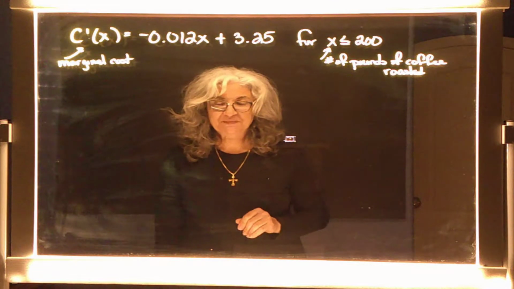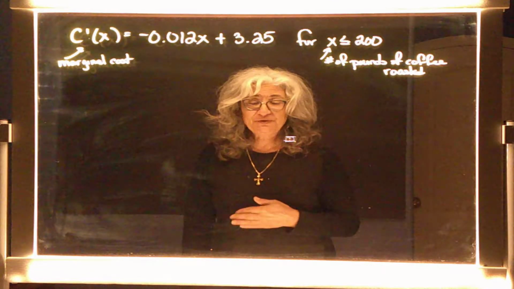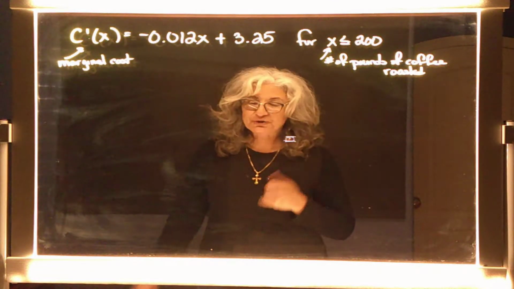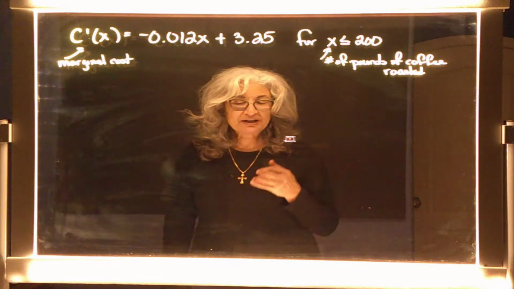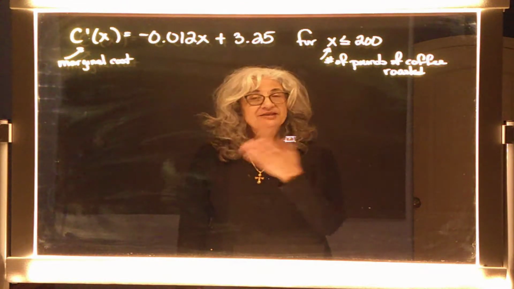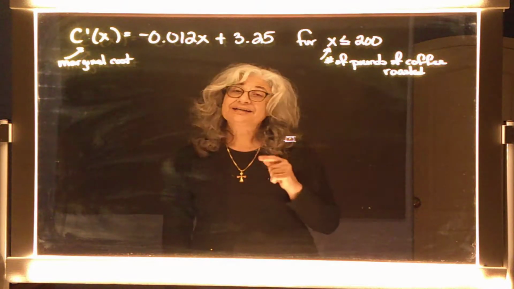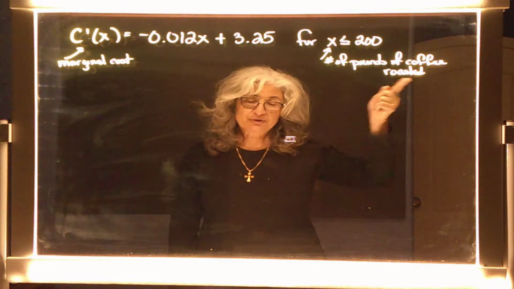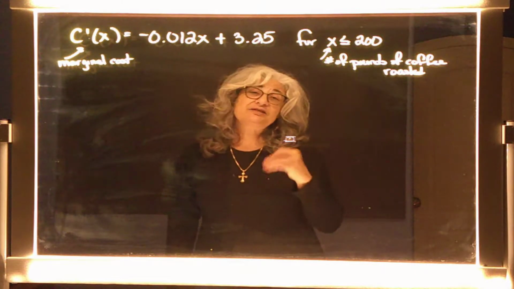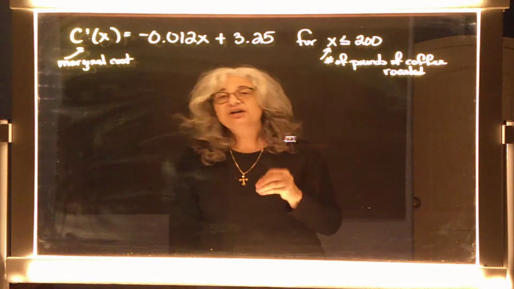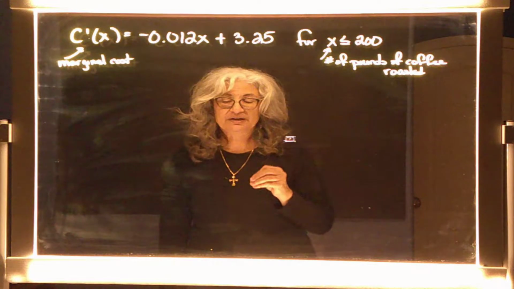Either way, a coffee company has found that the marginal cost in dollars per pound of the coffee it roasts is represented by the function below. Here's that function, where x is the number of pounds of coffee roasted. They would like us to find the total cost of 120 pounds of coffee.